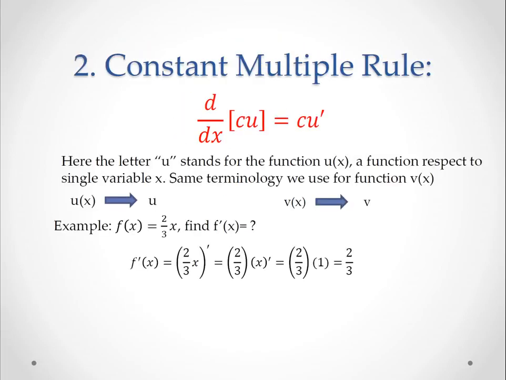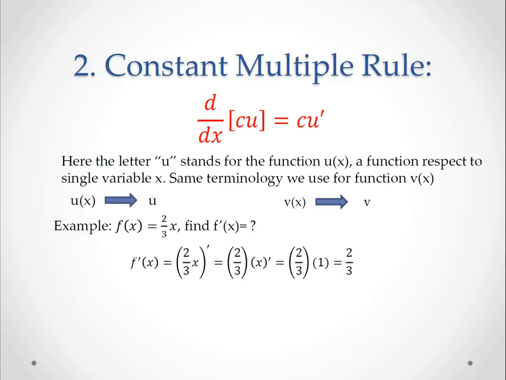The second rule I want to talk about is the constant multiple rule, which says the derivative of a constant times the function u is equal to the constant times the derivative of u. Here, the u stands for the function u of x, a function with respect to the single variable x. The same terminology we will use for the function v of x. As you can see, u of x can be represented as u, and v of x can be represented as v.